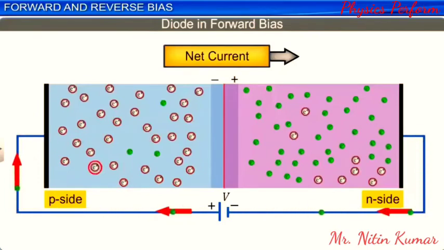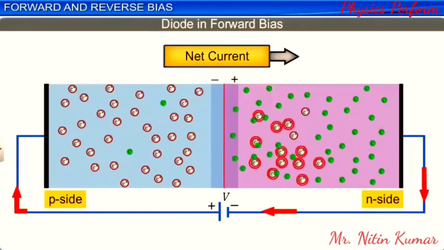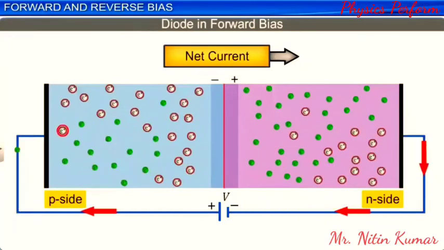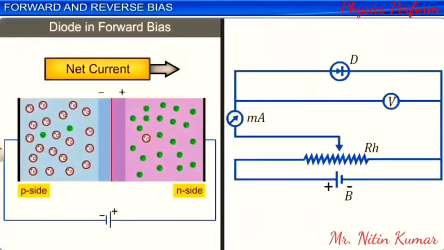The net current flowing through a forward-biased diode can be measured using the circuit shown here. The diode D is forward-biased using the battery B. The diode forward current can be measured using the milliammeter MA. The potential difference across the junction is measured using a voltmeter V. The voltage across the junction can be varied using the rheostat RH.